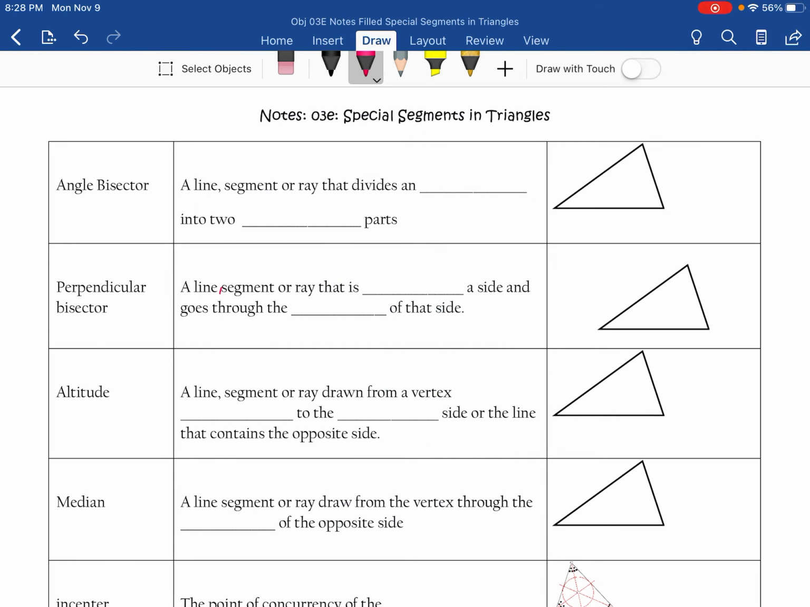So first thing we talk about is an angle bisector, a line, segment, or ray that divides an angle into two congruent parts. So say we have triangle ABC, and we have our angle bisector here. We're going to label this D right here. If BD is an angle bisector, then the only thing that you can say from this diagram is angle ABD must be congruent to angle CBD. Those two angles are congruent.